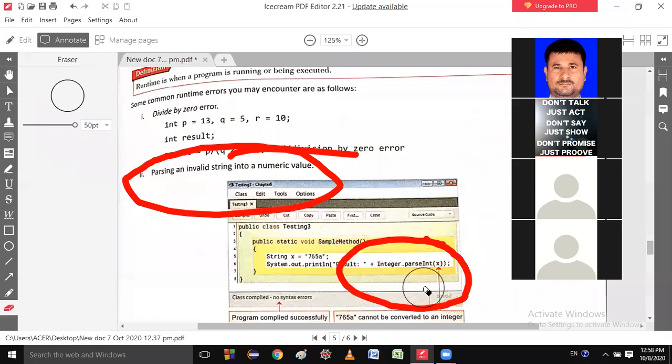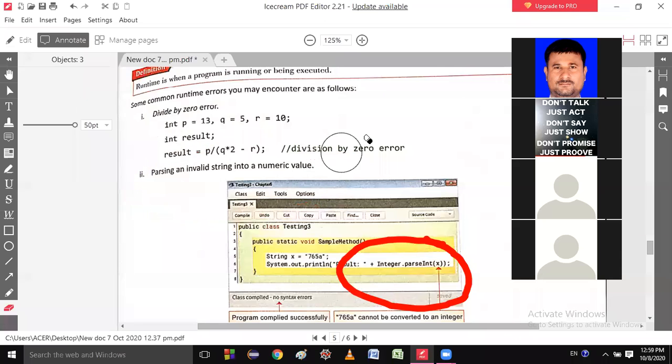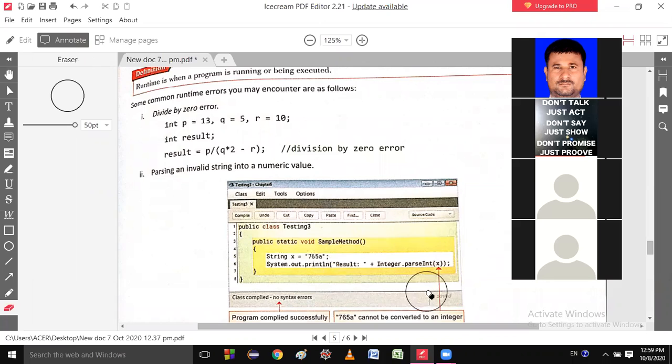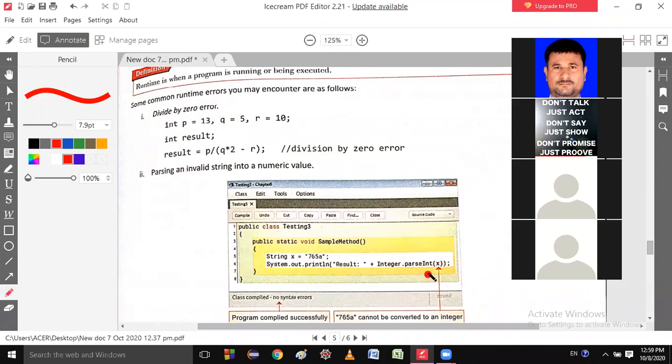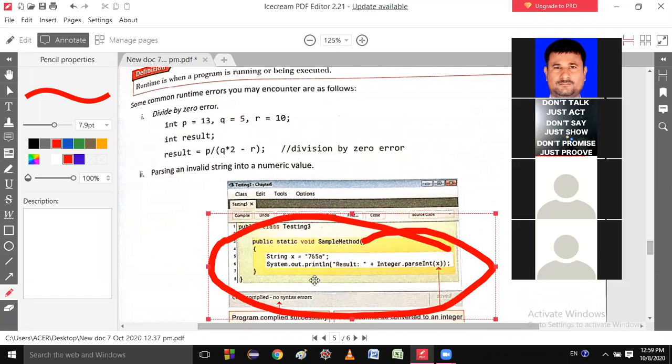Do you know this thing, Integer.parseInt? Do you know, Saurav? Yes, sir. No, but don't worry, I will explain in wrapper class. When I explain wrapper class, then there will be the use. Basically, this is used for converting a string to an integer. So this is a string, and if you want to convert it to an integer, then there will be a problem. Why will there be a problem? Because this is not an integer. 765A, is this an integer?